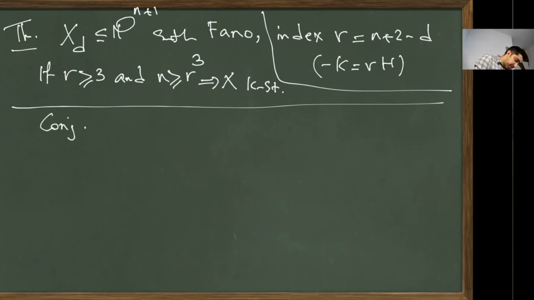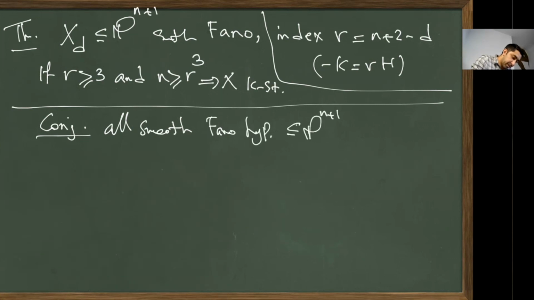So there is a well-known conjecture within the growing community. It says all smooth Fano hypersurfaces in P^(n+1) admit a Kähler-Einstein metric. It's really hard to verify.